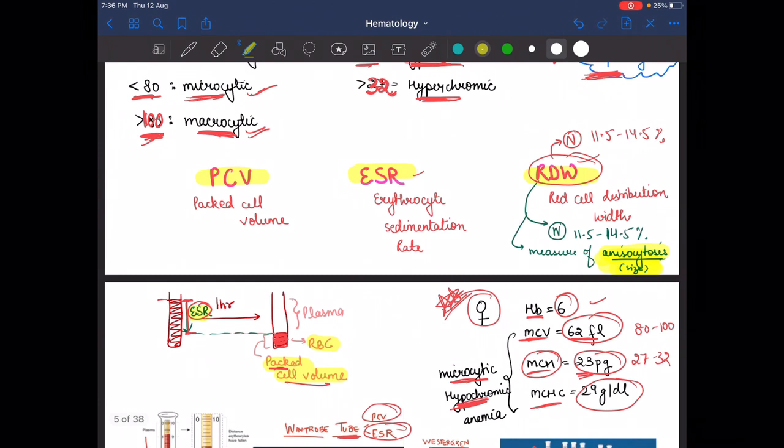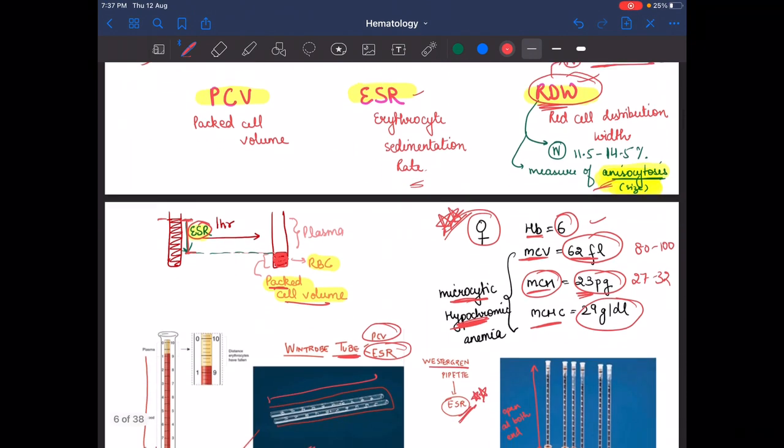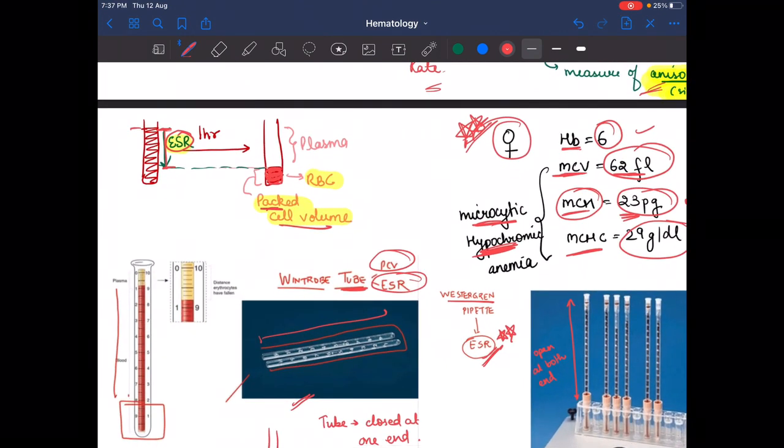PCV shows the packed cell volume, ESR shows the erythrocyte sedimentation rate, and RDW means the red cell distribution width, which is normal between 11.5 to 14.5%. It measures anisocytosis, meaning it measures the variation in size of the RBC. Now suppose this is a tube. In this we collect a normal person's blood, and after 1 hour we see that all the red blood cells get settled down.